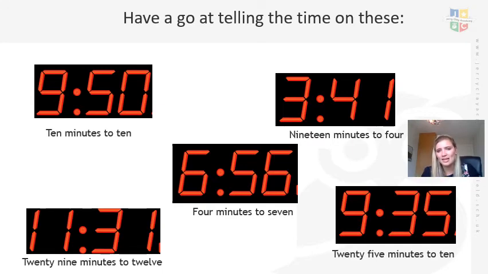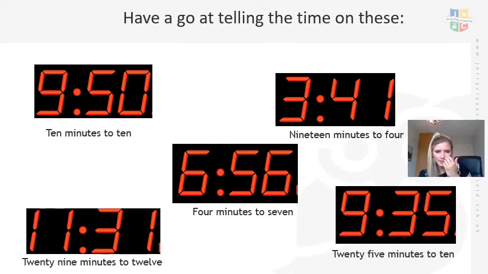If we have a look at 3:41, this tells us that there are 41 minutes past 3. So we know that if we do 60 take away 41, we would get 19. So it would be 19 minutes to 4, because obviously our next hour will be 4.